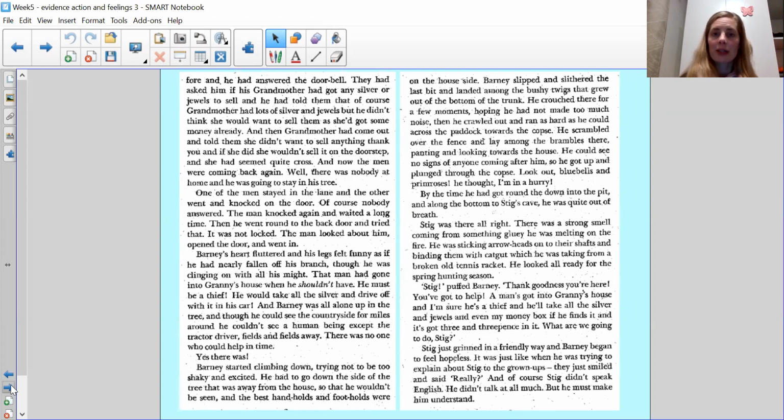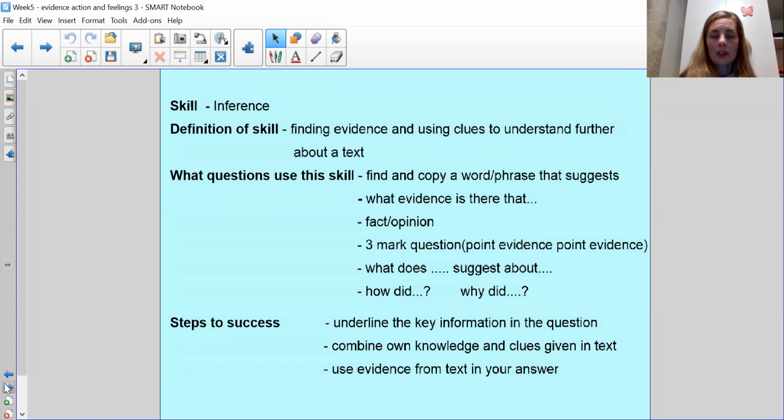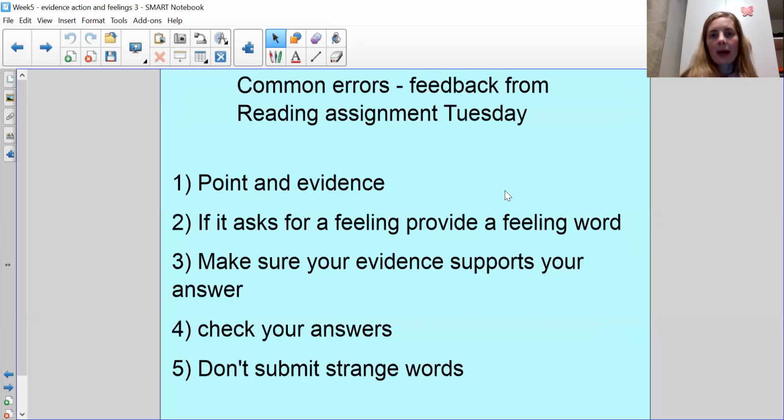I hope you enjoyed reading those 4 pages and that you read them carefully and you didn't rush them, because we're going to be answering some questions based on what we've just read. As I said, we're going to be carrying on with our inference skill, and we're looking at evidence to support our reasoning.